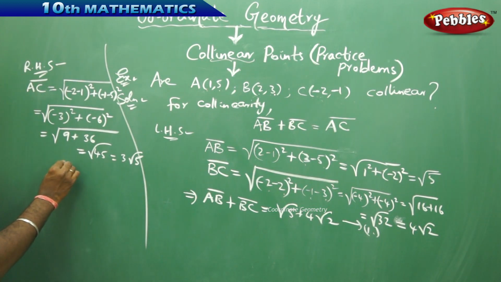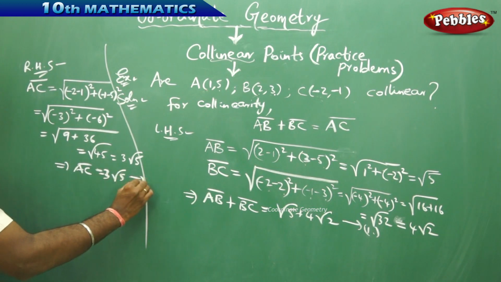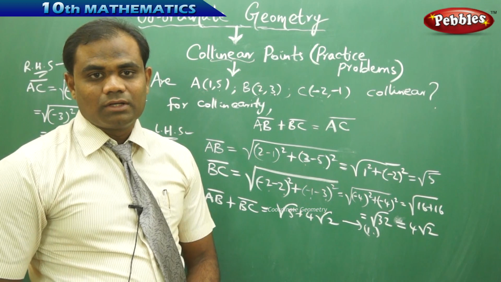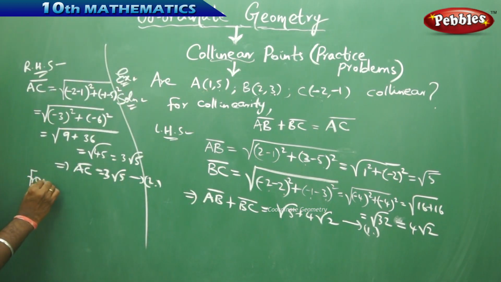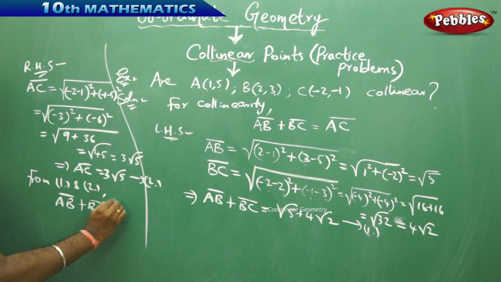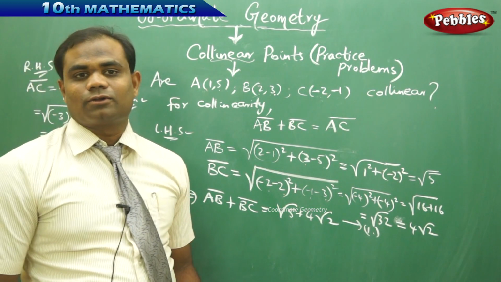But clearly I can see that AC is 3 root 5 and AB plus BC is root 5 plus 4 root 2. They are not equal. So from 1 and 2, I can say that AB plus BC is not equal to AC. Hence, ABC are not collinear.